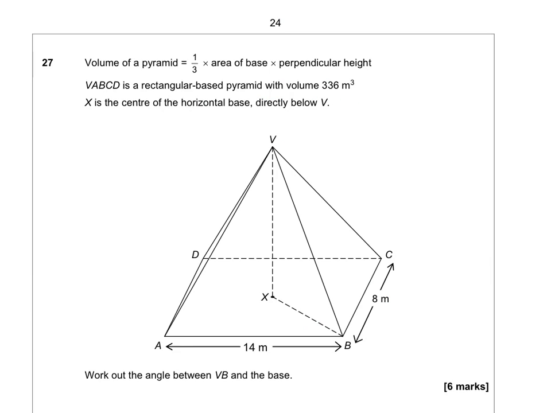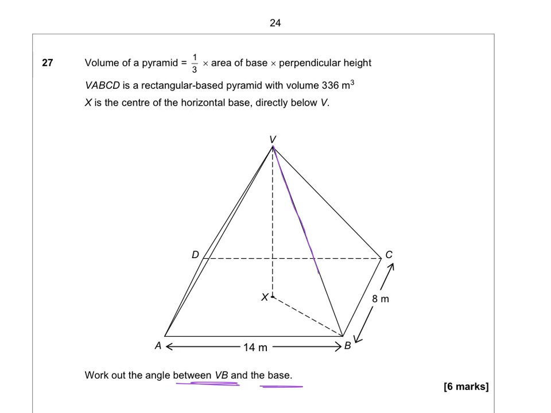Question 27. The volume of a pyramid is a third the area of the base multiplied by the perpendicular height. We have a rectangular base pyramid with a volume of 336 meters cubed. X is the centre of the horizontal base directly below V. Work out the angle between VB and the base.